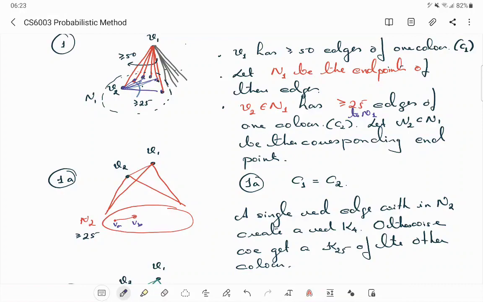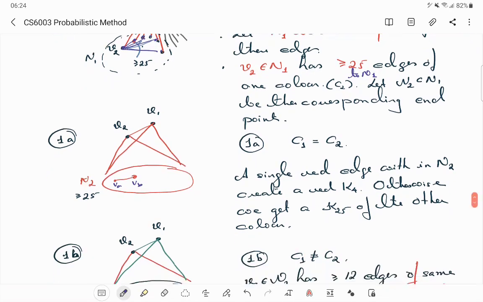Otherwise, what do you have? You have a green K25 which contains a green K4 for sure, right? Hence, in this case, the proof is complete. We either get a red K4 or a green K4. But this is the fortunate case where the pigeonholing gave a large number of red edges incident on V2 to N1.